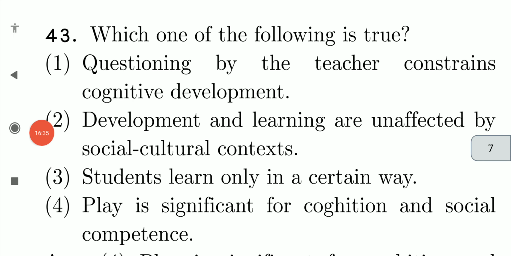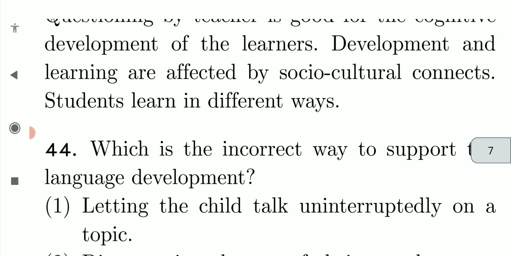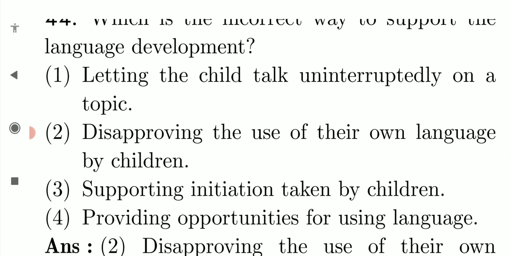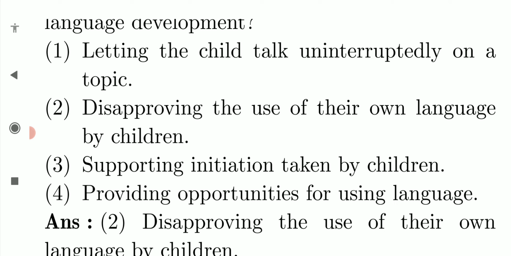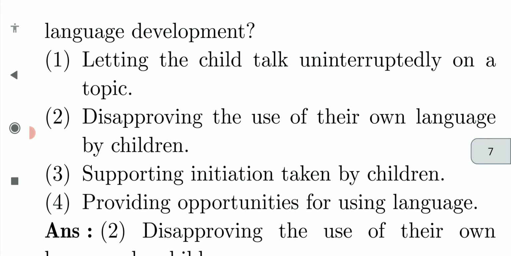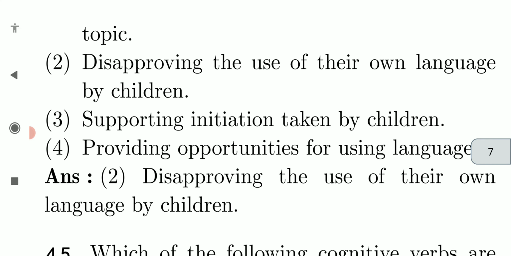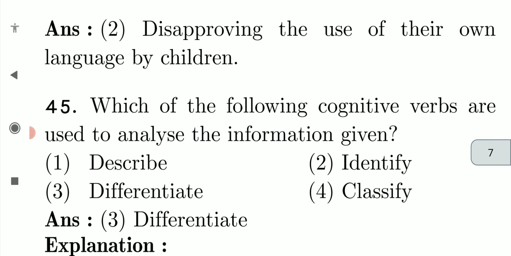We already know play is significant for cognition and social competence. Okay, which is an incorrect way to support language development? Letting the child talk uninterruptedly on the topic, disapproving the use of their own language by children, supporting initiation taken by children, providing opportunities for using language. The answer is disapproving the use of their own language by children.